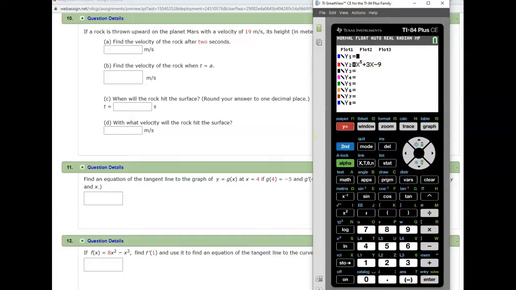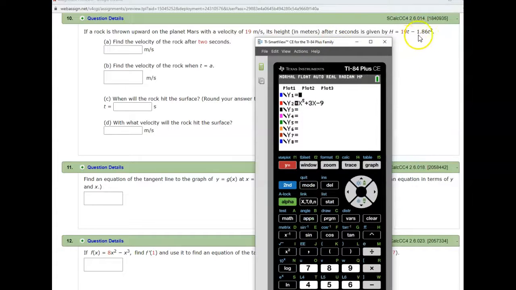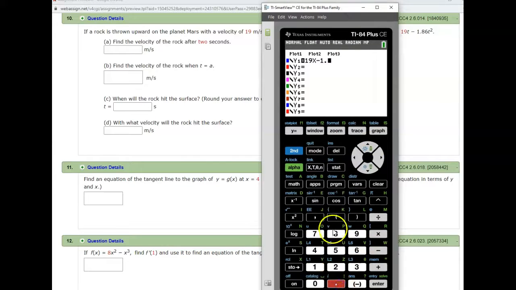So in y equals, I'm going to put my equation, which is 19x minus 1.86x squared. If you've had physics, you know that if we were looking at an equation on Earth, this 1.86 would be 4.9 in meters. So 4.9 would go there instead of 1.86. Let me clear out this second one. We'll just work on this one. So we have 19x minus 1.86x squared. So this is for Mars.